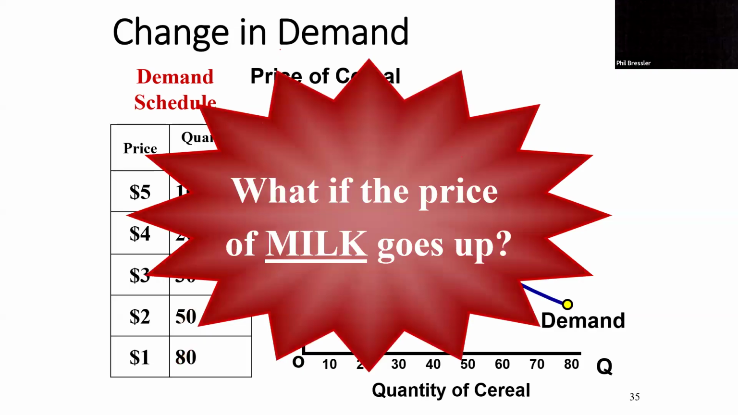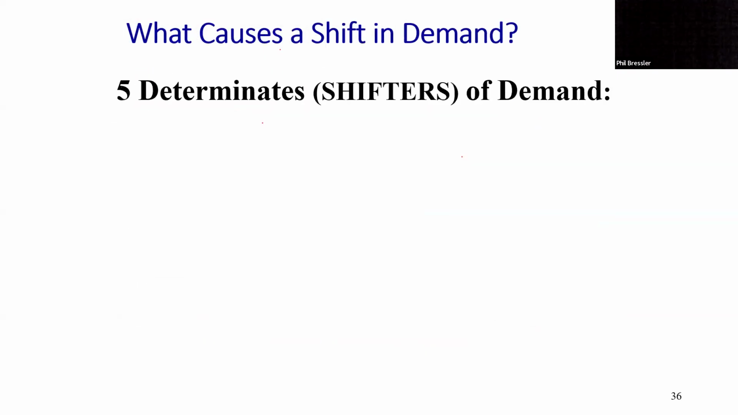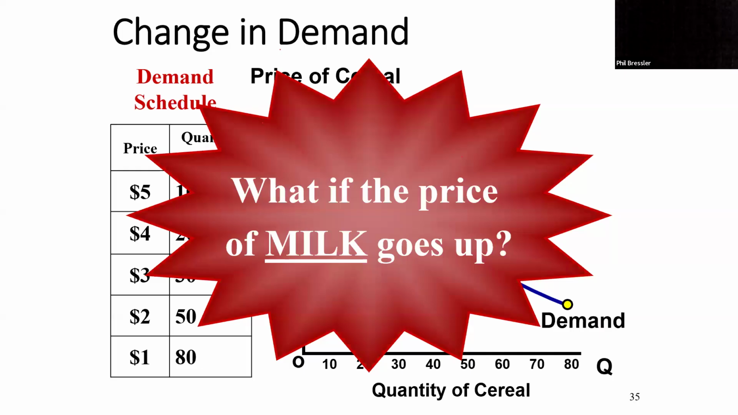Now, here we go. What if the price of milk goes up? How does that affect cereal? Well, they're like complements, right? You need milk for cereal. So if the price of milk goes up, people are going to buy less milk, therefore use less cereal.